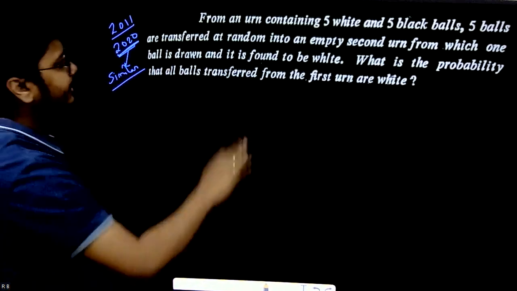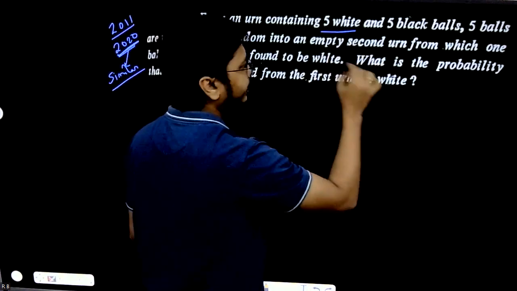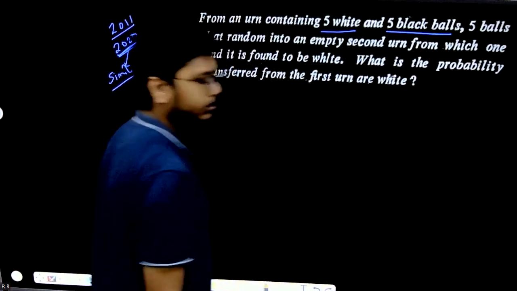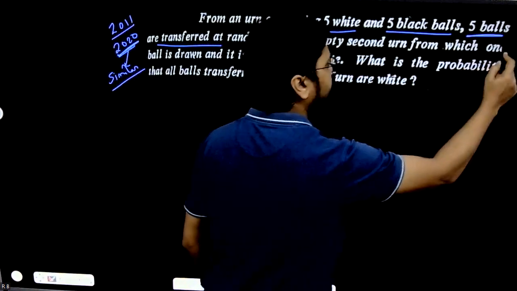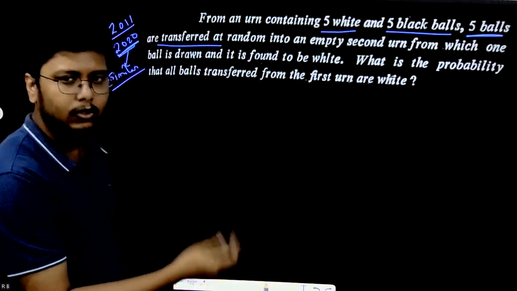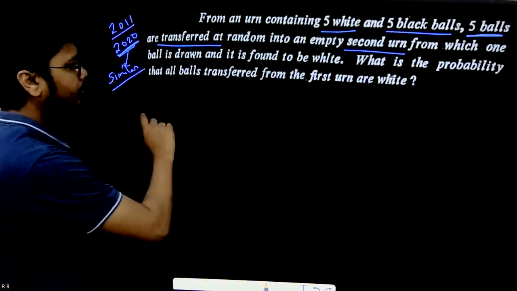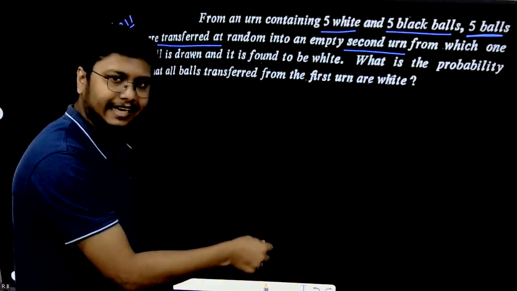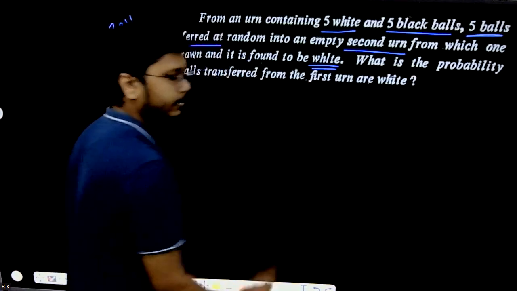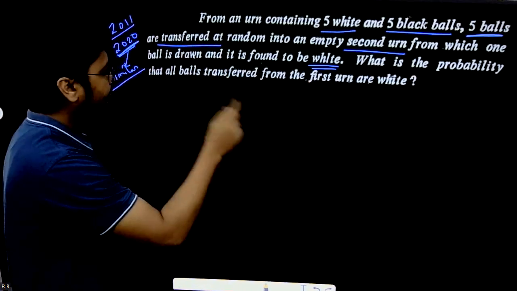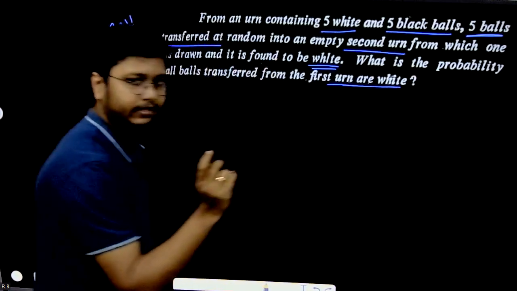So the question is saying that from an urn containing 5 white and 5 black balls, 5 balls are transferred. Okay, so we are transferring 5 balls into a second urn, from which 1 ball is drawn. Okay, so from the second urn, 1 ball is drawn and it is found to be white, right? So what is the probability that all the balls transferred from the first urn are white?